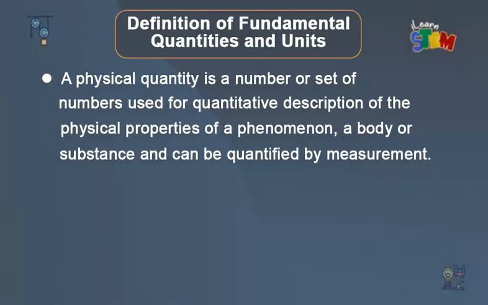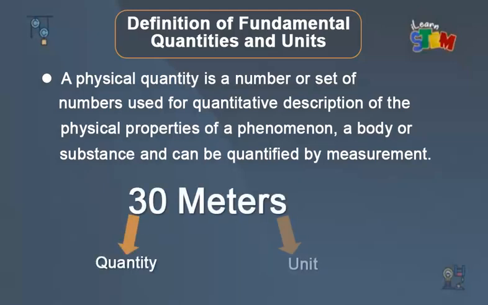For example, we have 30 meters. In this case, 30 is the quantity and meters is the unit that defines it. This way, it makes more sense. Now, let us talk about the types of physical quantities we have.